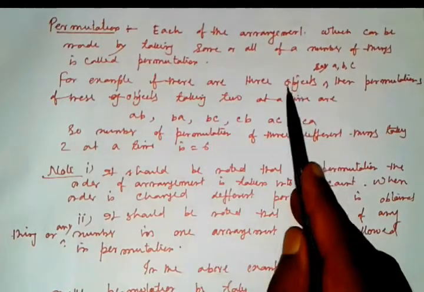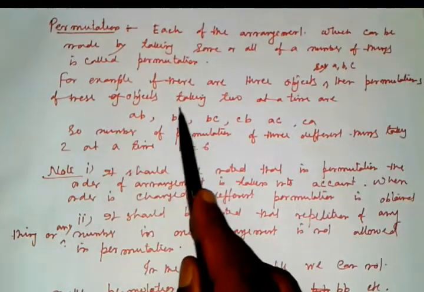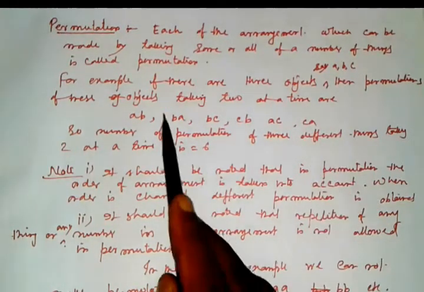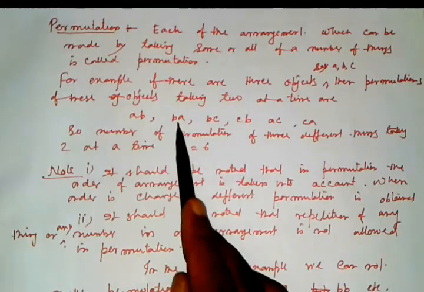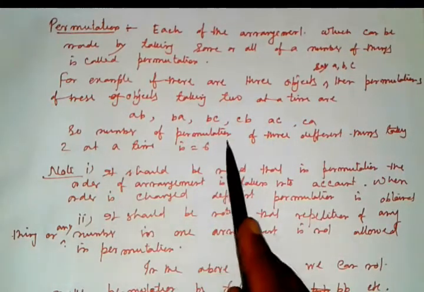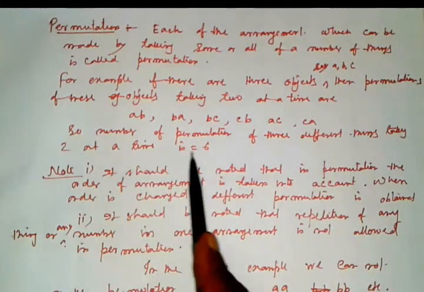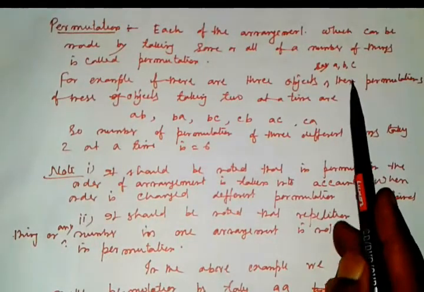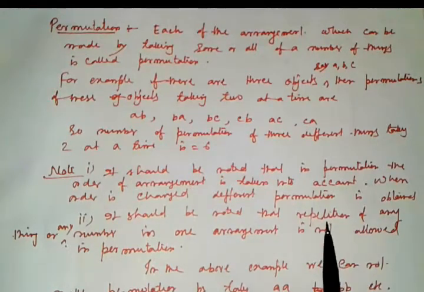For example, if there are 3 objects, say A, B, C, then the permutations of these objects taking 2 at a time are AB, BA, BC, CB, AC, CA. So the number of permutations of 3 different things taking 2 at a time is 6.